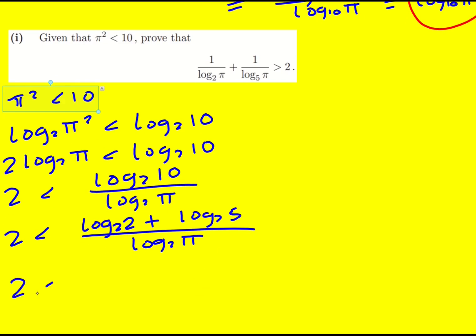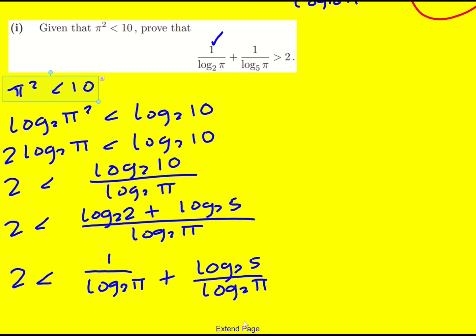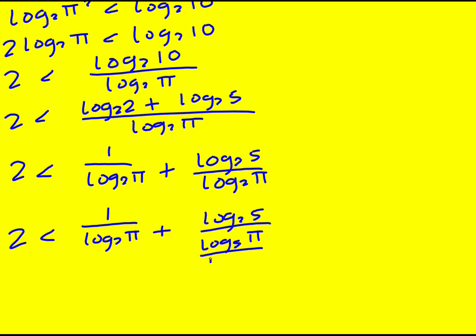And then separate the fractions. So we're going to get 1 over log to base 2 of pi, which we can see is here. And, if we're just playing around with it, yeah, that looks quite nice. Plus log to base 2 of 5. Okay, and then we can change the base on the fraction on the right. So 2 is less than. So I'm now going to change log to base 2 of pi to log to base 5 of pi over log to base 5 of 2.